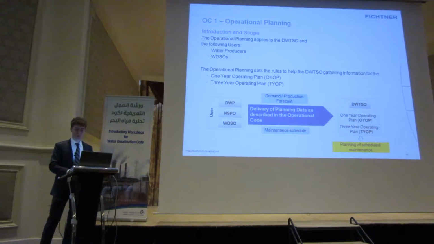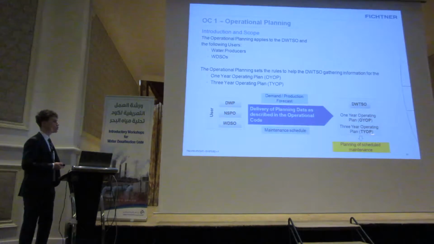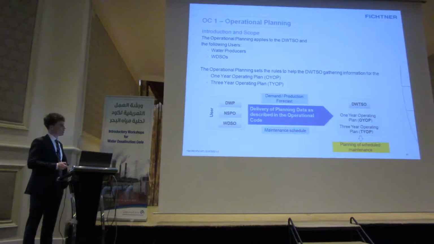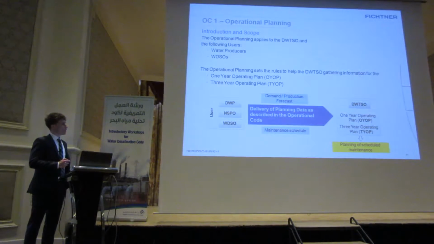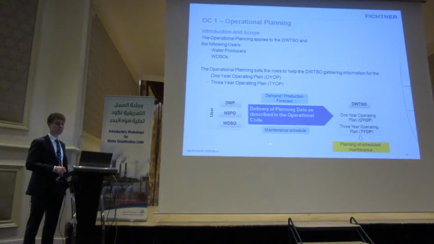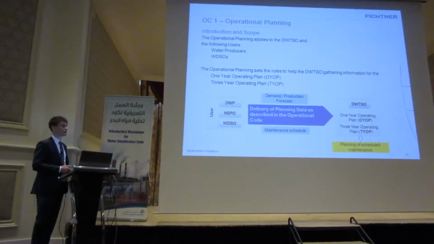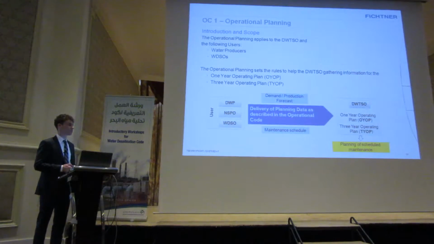Prepare the 10-year statement. And the operational planning defines the procedure for getting the 1-year operating plan and the 3-year operating plan. Basically, all users have to deliver demand and production forecast data and maintenance schedules to the DWTSO in order to enable the DWTSO to prepare this 1-year operating plan and the 3-year operating plan. And the overall goal of the 1-year operating plan and the 3-year operating plan is the planning of scheduled maintenance.